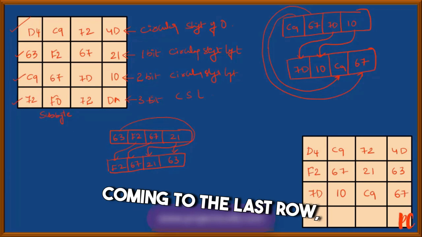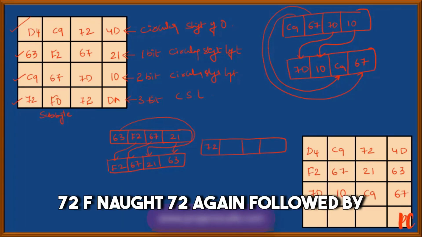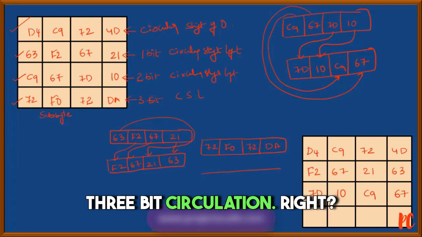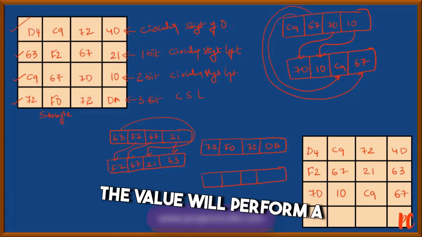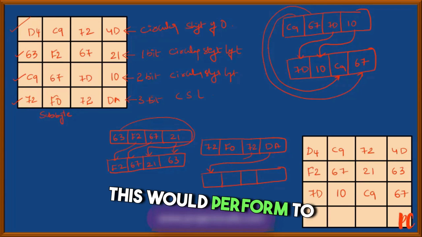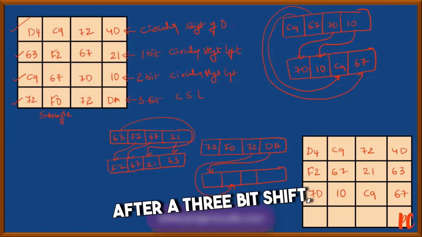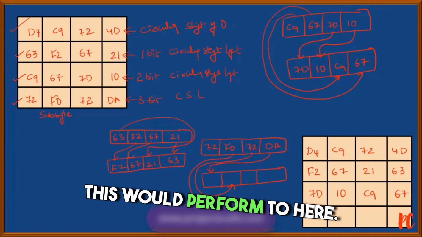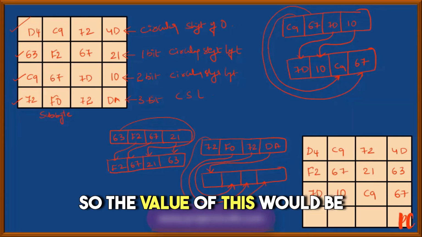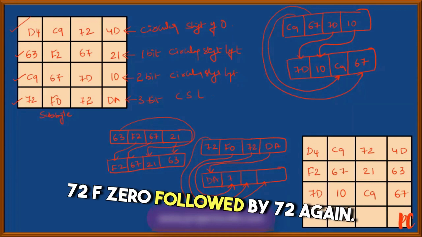Coming to the last row, the values are 72, F0, 72 again followed by DA. This I need to perform a 3-bit circular shift, right? So obviously the value will perform a 3-bit shift left. So this will be there. This would perform a circular shift to here. After a 3-bit shift, this would come to here, and finally after the 3-bit shift, the last will come to here. So the value of this would be DA, 72, F0 followed by 72 again.